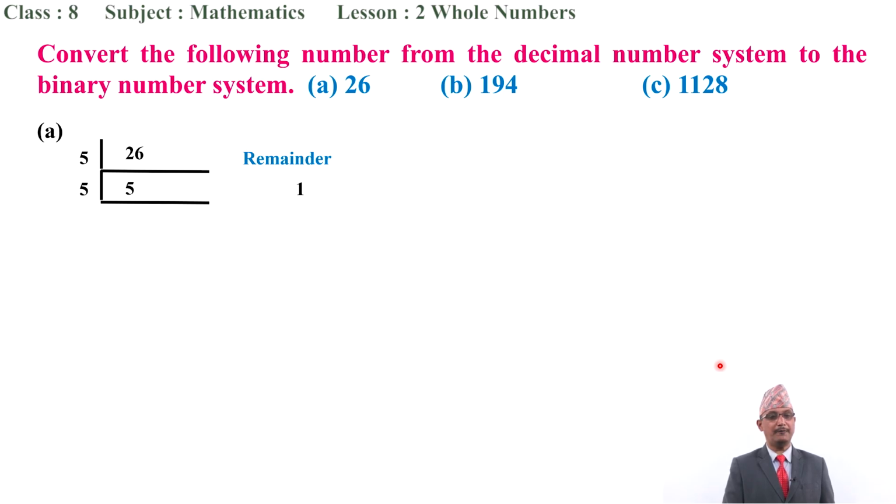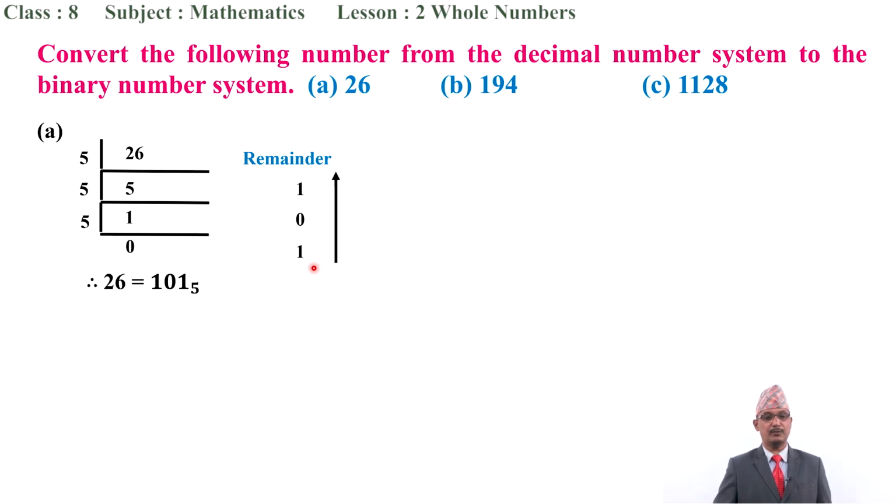Again, divide 5 by 5, then 5 1s are 5. 5 minus 5 becomes 0. So remainder is 0. Again, divide this 1 by 5. 5 zeros are 0. Then 1 minus 0 becomes 1. So remainder is 1. And I told you in previous slide also, we keep dividing unless and until we are not getting here 0. So we have got 0, so we have to stop it. Now write the remainder in reverse order. Then 26 of decimal number system is equals to 101 of quinary number system.